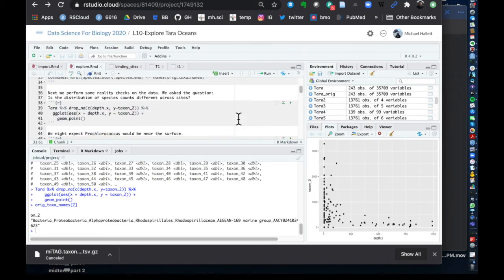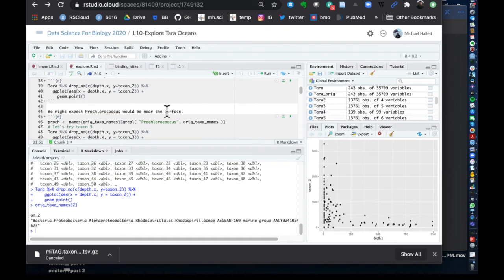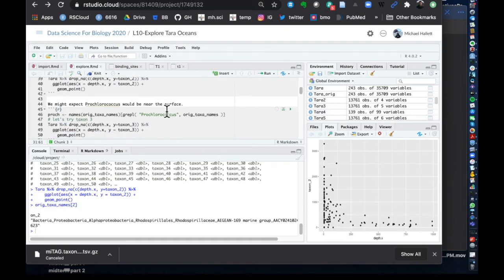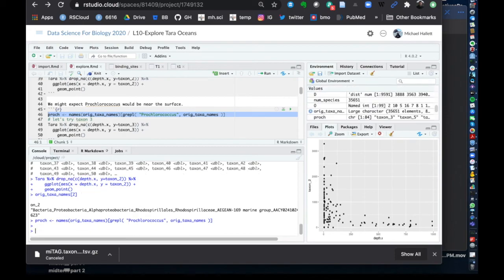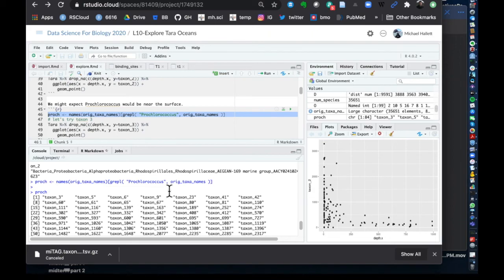Well, what else could we ask? Is the distribution of species counts different across sites? What about Prochlorococcus? This is one of the most common organisms in the world, literally. It's all over the ocean. So I could do this, and I recommend that you stop here and try to understand what I've done with the grepl statement. Basically I've tried to detect every taxon that was identified with the word Prochlorococcus in its name. Let's just take a look at the first one, taxon 3, and plot that.